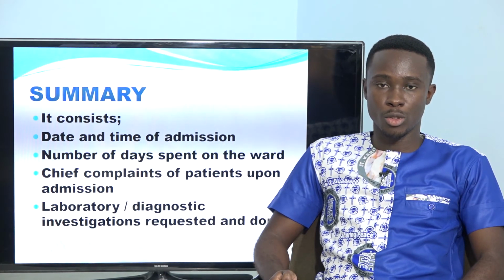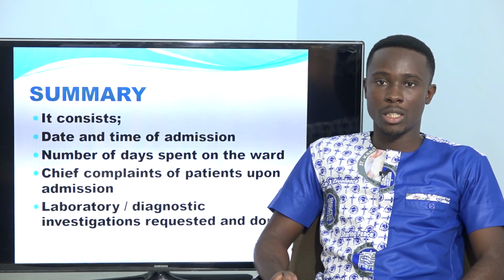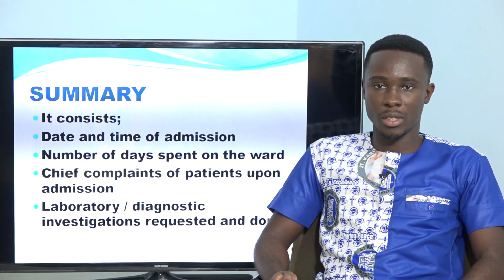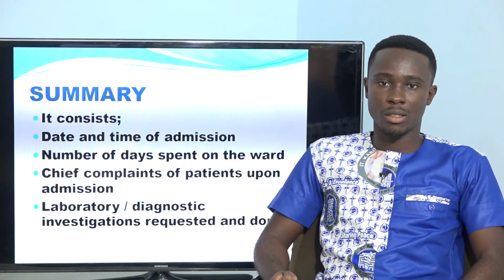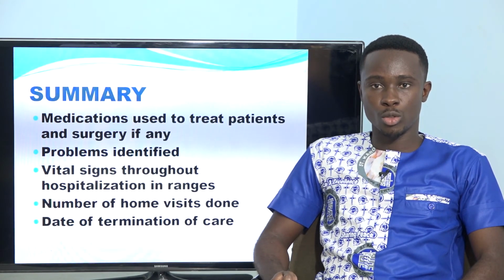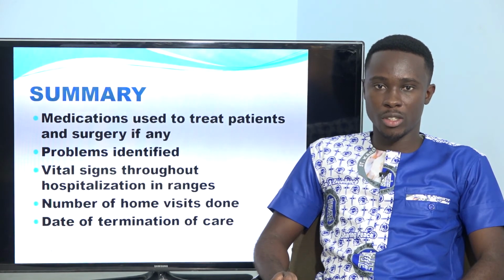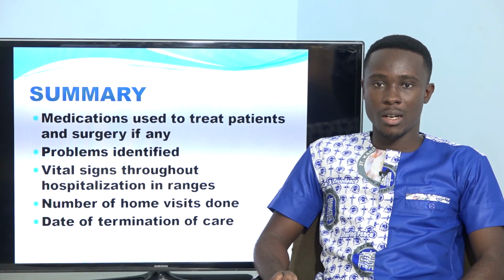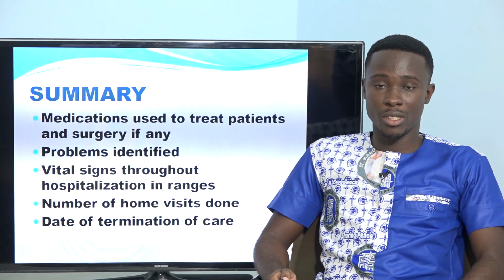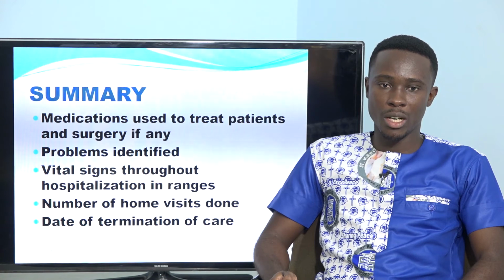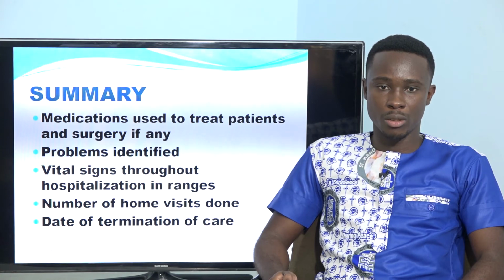The summary should consist of the date and time of admission, the number of days the patient spent on the ward, the chief complaint of the patient upon admission, laboratory and diagnostic investigations requested and done, the medications used to treat the patient, surgeries if any, problems identified, vital signs throughout hospitalization in ranges, number of home visits done, and date of termination of care. These are all parts of the summary. Normally the summary takes about a page, and you should have all these details and more on it.